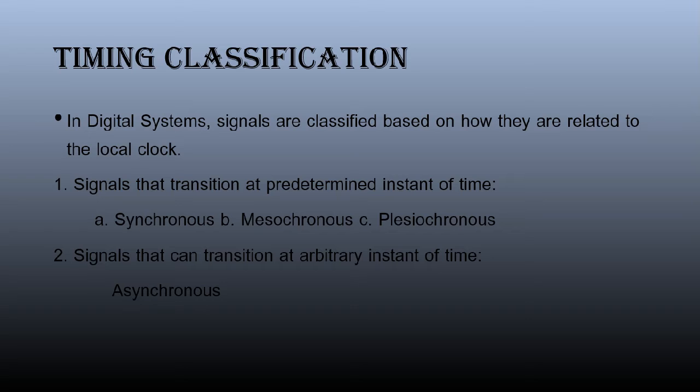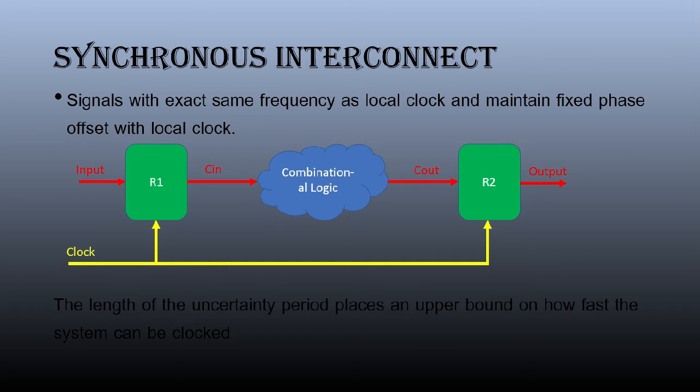The word synchronous directly represents what it means. Every element in the circuit is in sync with the clock, right? Chron in English means related to time. So they are in sync with the local clock with respect to time. That's what synchronous means, and asynchronous is the opposite of that. So this is the synchronous interconnect. Signals with the exact same frequency as the local clock that maintain a fixed phase offset with the local clock are called synchronous interconnect or synchronous signals.